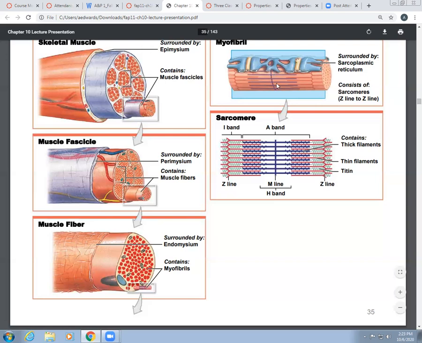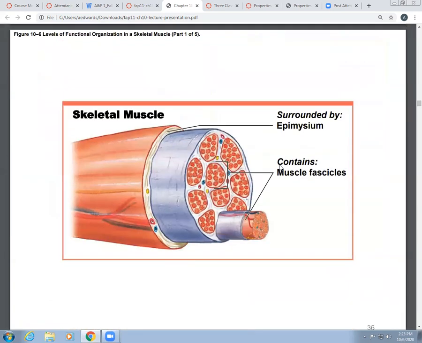And what are they made of? Well, they are made up of sarcomeres. Remember our sarcomeres, Z line to Z line, made up of our thin and thick filaments, actin and myosin. Okay. Got your light band, dark band, I band, A band. And you also have your titin that's helping stabilize it. Okay. Here's your M line in the middle of your A band, H band, where there's only thick filaments.